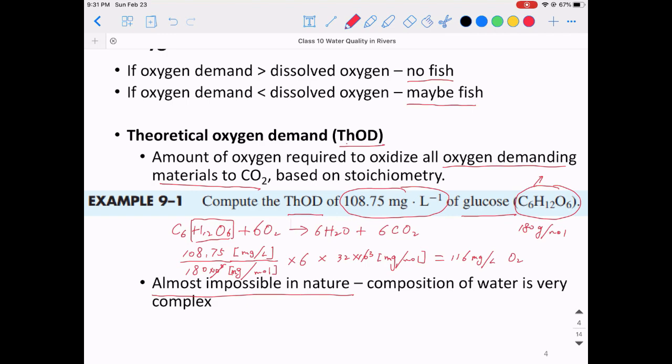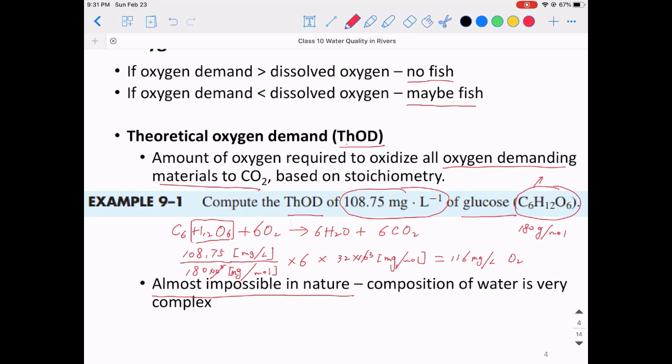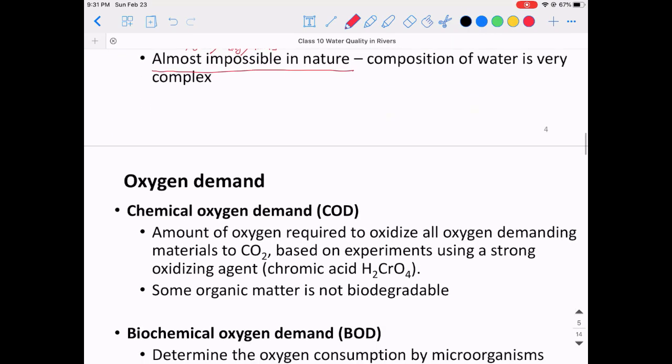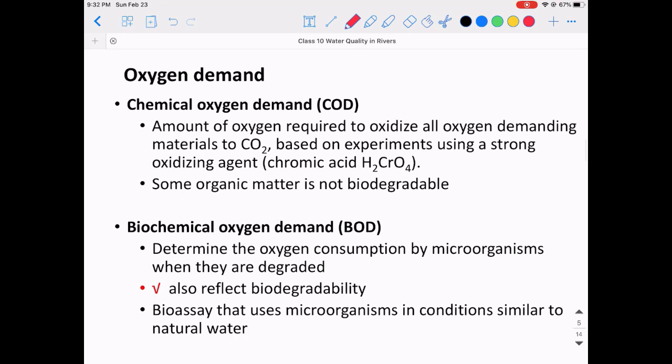But we have to mention that this is almost impossible in nature, because we directly sample some water from the river or the lake nearby. We don't really know the detailed chemical composition of the water, because there can be all types of organic materials inside, right? And each of them is going to have a different stoichiometry, and that's going to lead to a very complex calculation, or it's almost impossible to calculate this theoretical oxygen demand. So because of that, we have to determine this oxygen demand through some experiments.